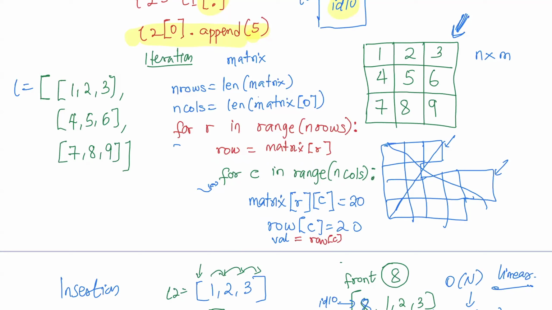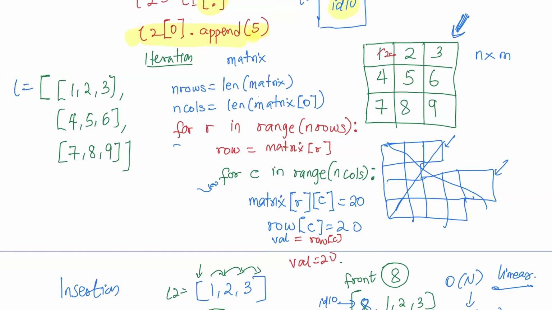If you come underneath and write value is equal to 20, that will not change this 1 to 20. It doesn't do anything. Because the moment you do this, follow me carefully, value is equal to row of C. Now what is value? It is just an integer, a variable kind of integer. If you do this, it will not change it.